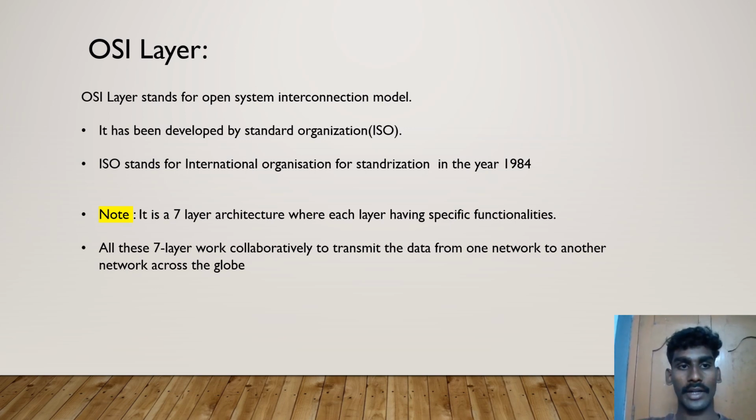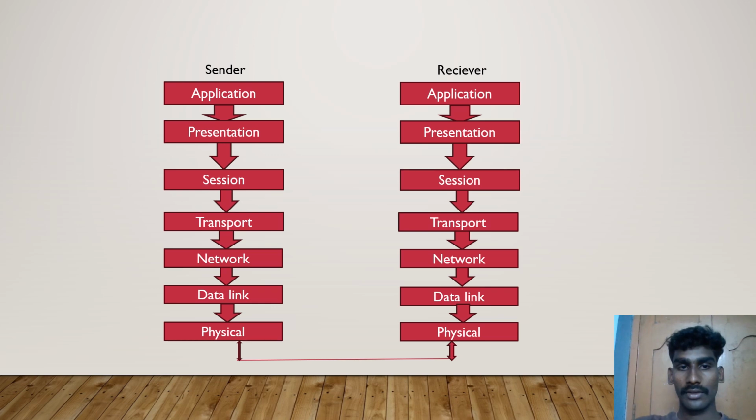Let us see the diagrammatic representation of the OSI layers. Here we are seeing the layers. The first layer is the application layer. From the sender, the data is collected from the application layer, then from application to presentation, presentation to session, session to transport layer, transport to network, network to data link, and data link layer to physical layer. This data is fetched from the sender and collected at the receiver in the same order, from downward.